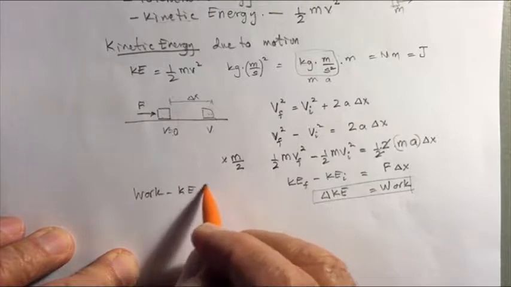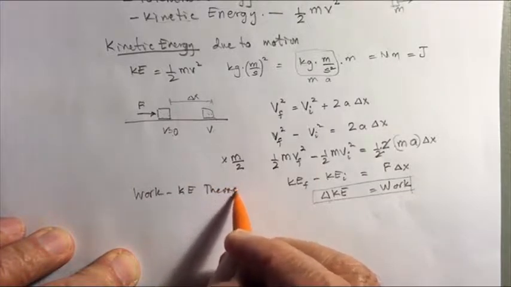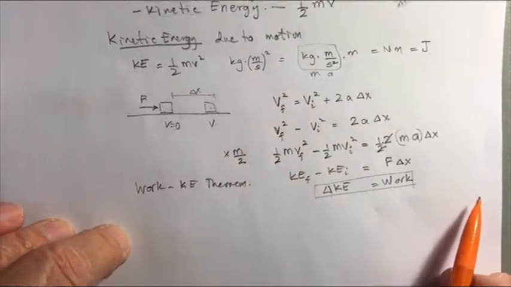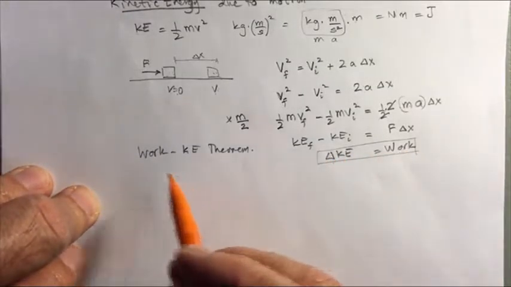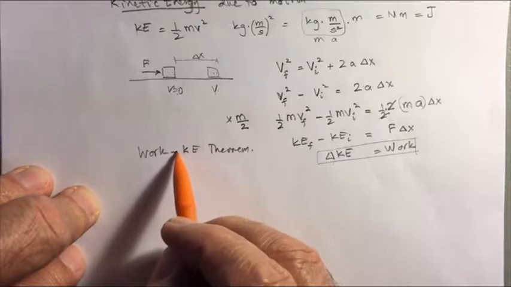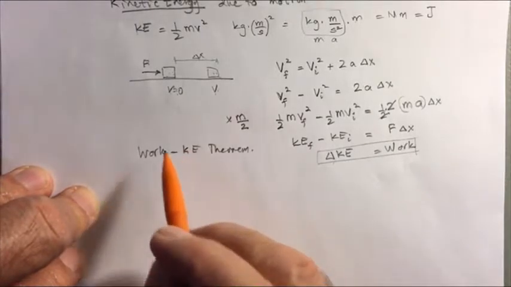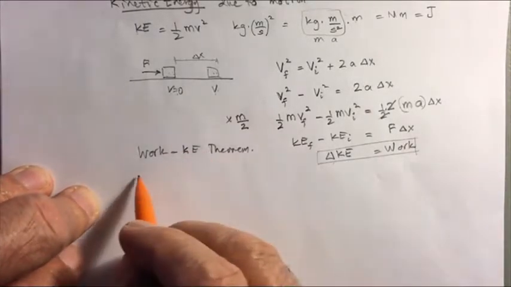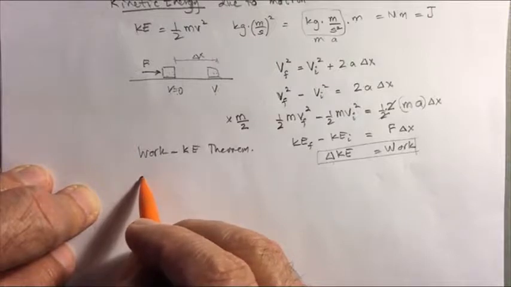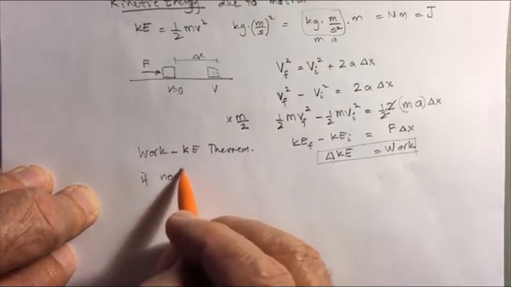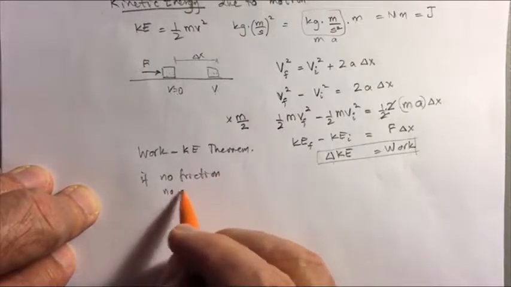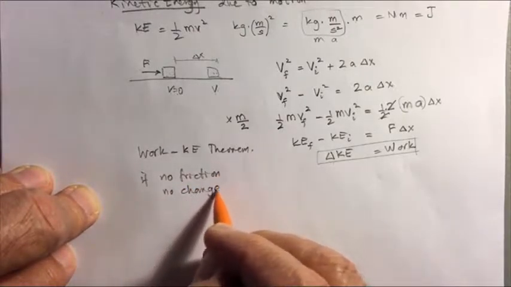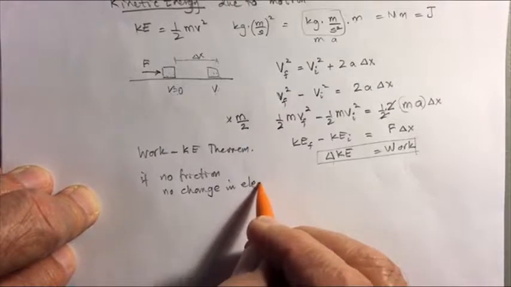Kinetic energy theorem. And it's used to find how the kinetic energy would change if you do some work. But it's rather a restricted theorem in that it applies only if there is no friction and no change in the elevation of that object.